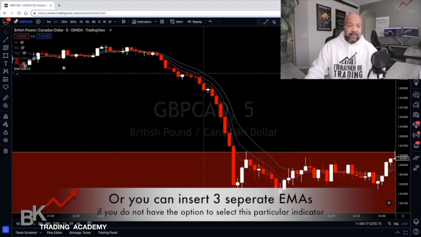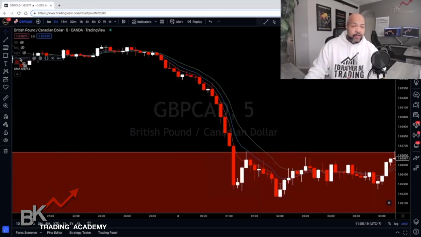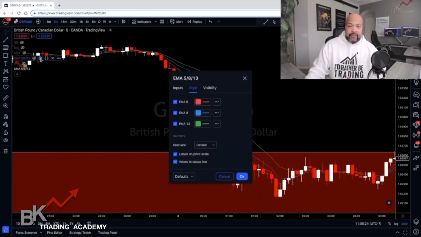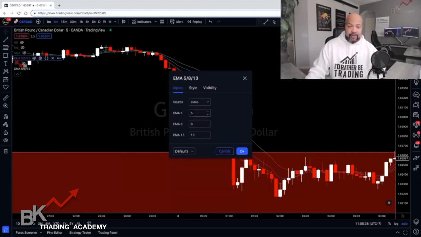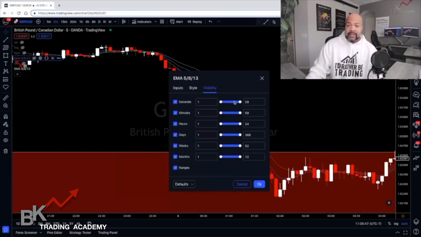Okay. So if you go to that, if you come over to the left side, you will see where it's set at. Hit the settings and you will see your red for your 5-day, your blue for your 8-day, your green for your 13-day, right? You can change the color however you like. Your inputs are already set for the 5-day, the 8-day, the 13-day. Your source is closed. This is all set for you if you have this particular platform already. You can do the visibility if you want it lighter or darker. So it's pretty cool. You'll have all of that here.